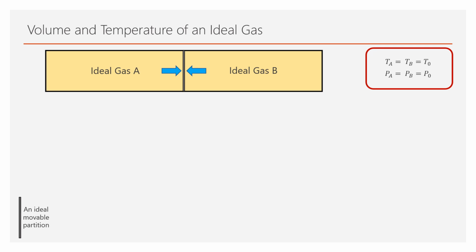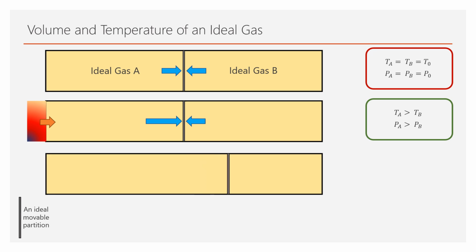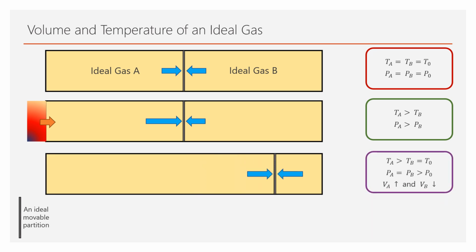When a heat source is in thermal contact with gas A, its temperature will increase, and we know from Gay-Lussac's law that its pressure will also increase. Because the partition is free to move without friction, it will move to the right, compressing gas B. As the partition moves, the temperature does not change. However, the pressure of gas A will decrease and its volume will increase. We expect that from Boyle's law. But we can also see that the volume increased because the temperature increased, and this is Charles' law.